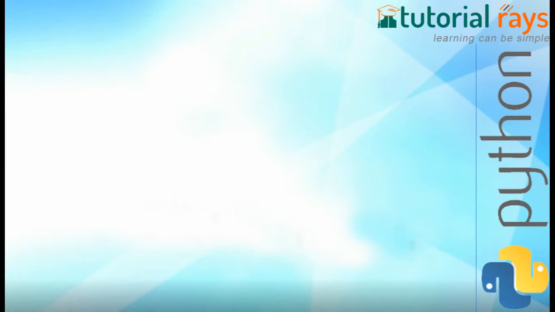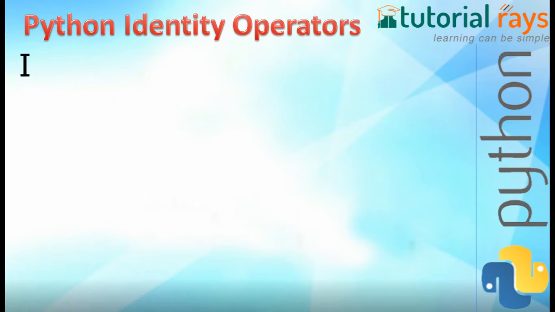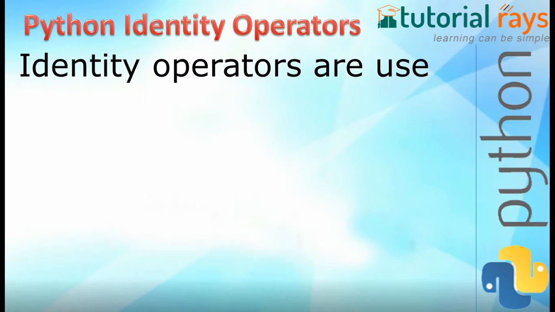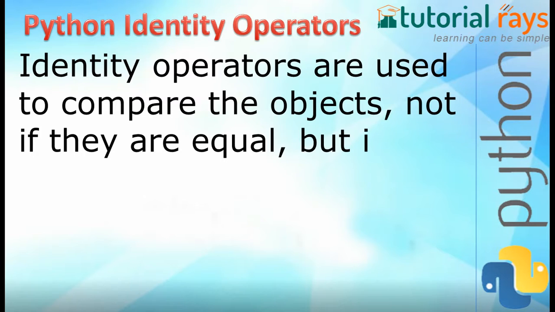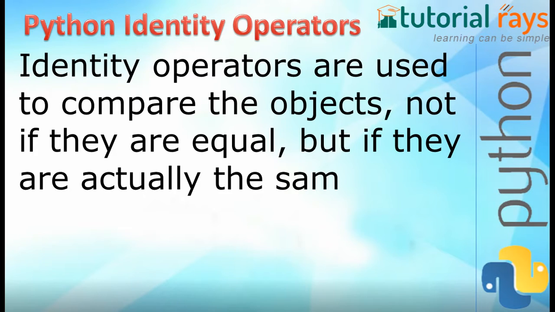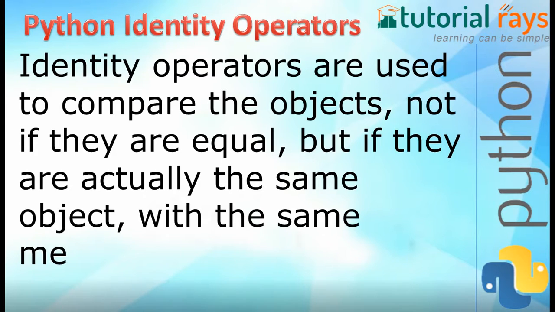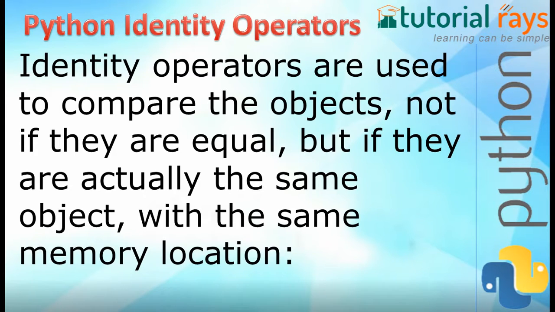Hi guys, welcome to Python tutorials. In this video you are learning operators in Python, and in this series you are going to learn Python identity operators. So what are identity operators? Identity operators are used to compare objects, not if they are equal, but if they are actually the same object with the same memory locations. So let's see with a practical example.